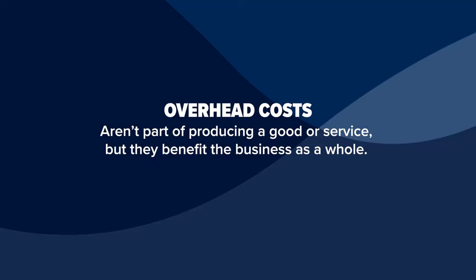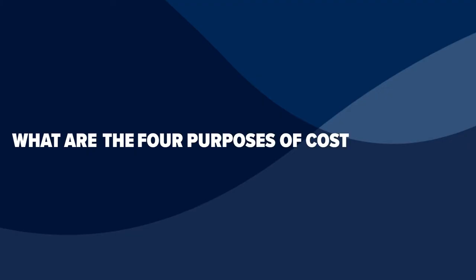Overhead costs aren't part of producing a good or service, but they benefit the business as a whole. Some examples include advertising, insurance, human resources, and wages paid to the sales team. What are the four purposes of cost allocation?